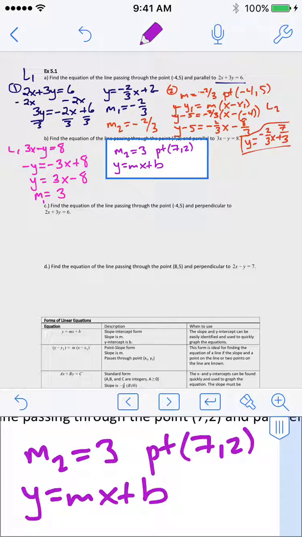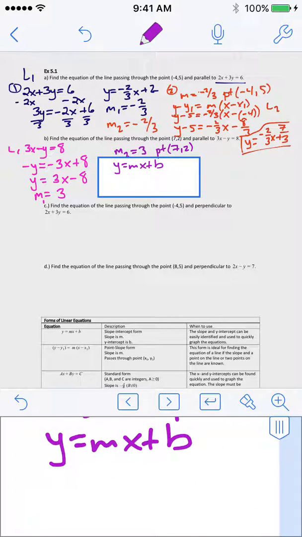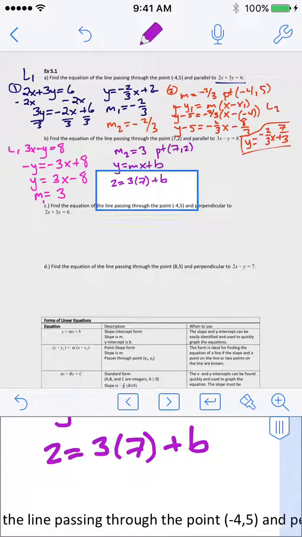So I'm going to plug in my 3, my 7, and my 2. So y is 2, m is 3, x is 7, and I get plus b. Remember, b is the part I'm solving for. It should not be the part I plugged in for. Alright, 2 is equal to 21 plus b.